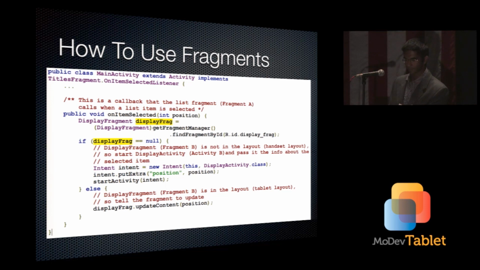So this is the activity that you're looking at. Activity A would have the list, and maybe the details, if it's in a tablet. Activity B would only handle the details, and only if you're on a smartphone.